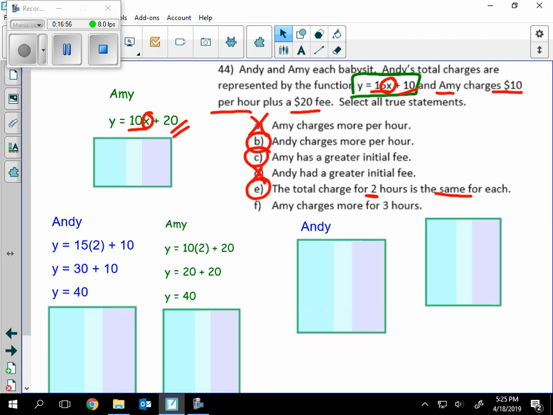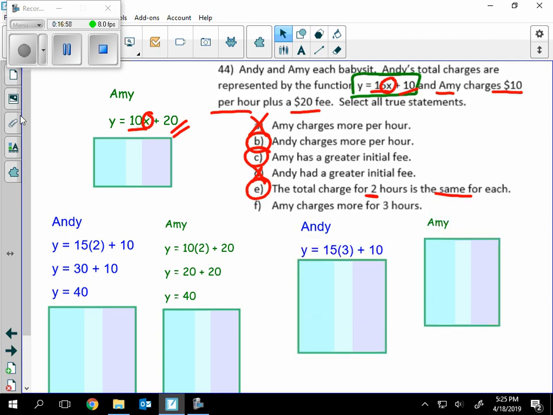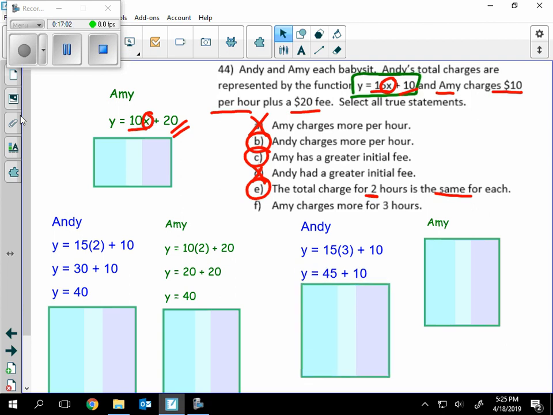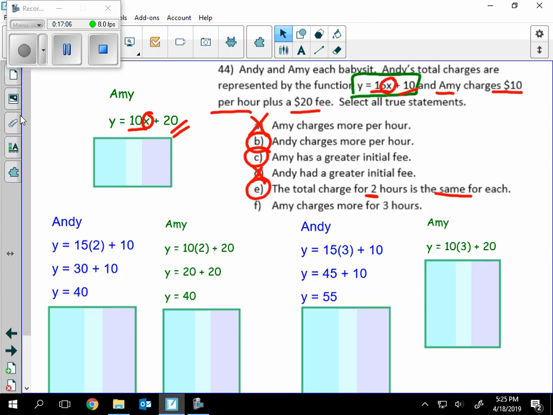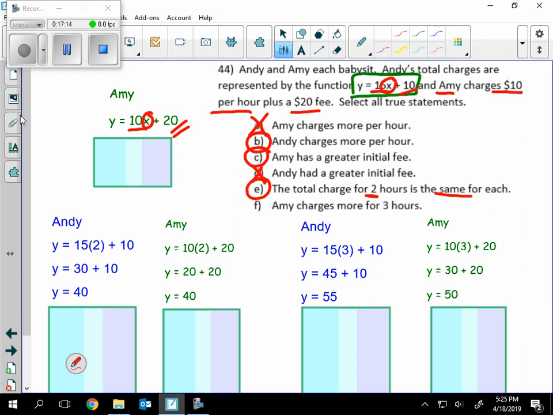When we plug in 3 for Andy, 15 times 3 is 45, plus 10 is 55. And for Amy, when we plug in 3, 10 times 3 is 30, plus 20 is 50. So it turns out Andy charges more, not Amy. And we've got our 3 correct answers.